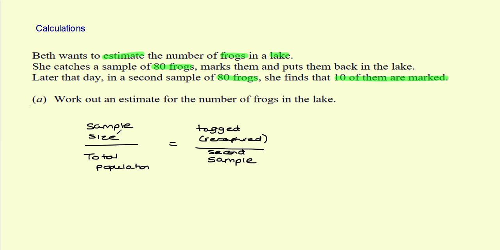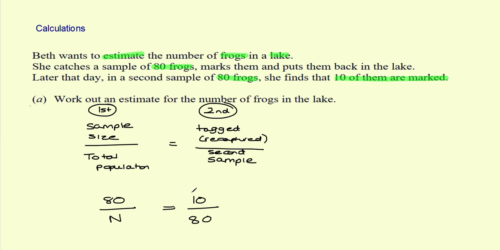So she captures a sample of 80 frogs. That's your first capture, and this is your second capture. We need to keep it in the same proportion. She captures 80 frogs, marks them, puts them back in the lake. We don't know the total population. That's what we're trying to work out. And that is equal to the second sample, 80 frogs collected, 10 of them are marked. So 10 are marked out of 80. So we can assume that when she initially collected those 80, that's an eighth of the population. You're keeping these in the same proportion, the same ratios.